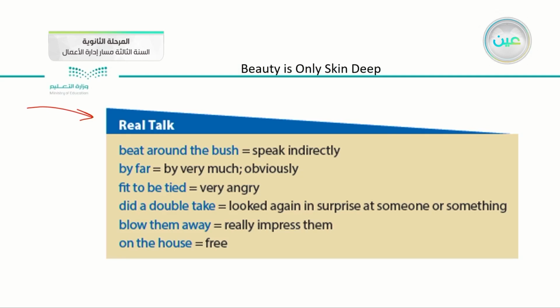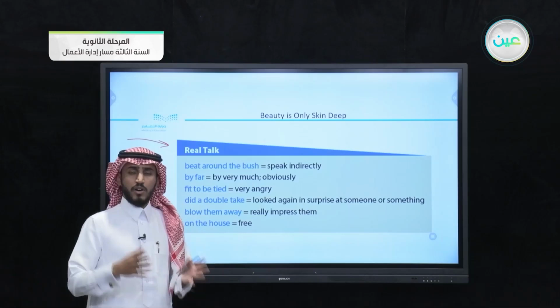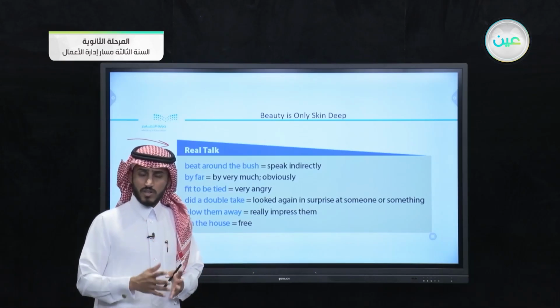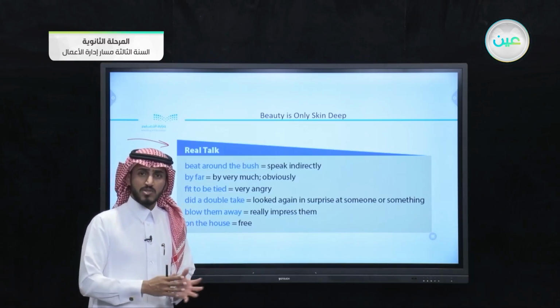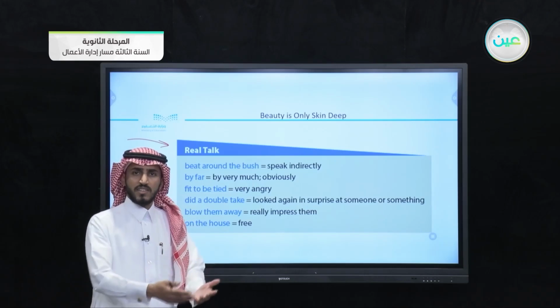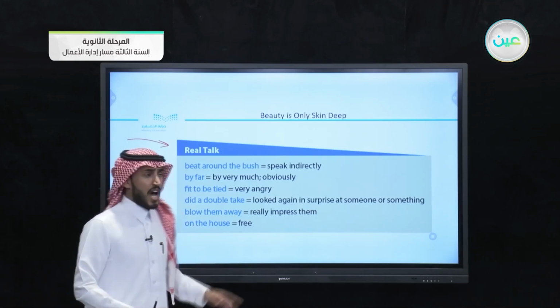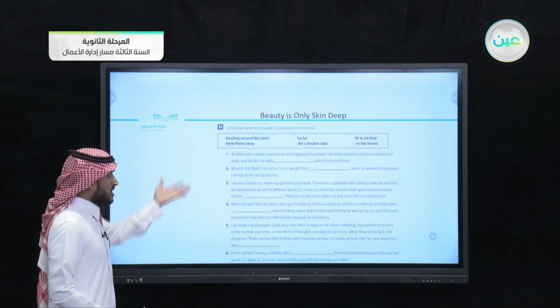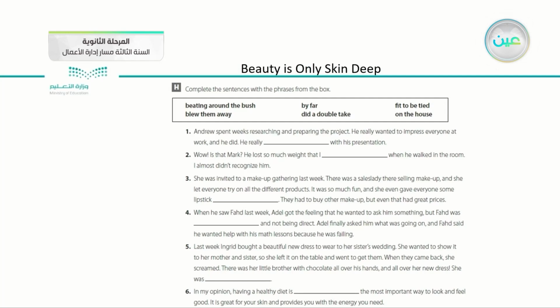Number 6, the last one, on the house, it means free. So once the owner of a place or of a store says it's on the house, it means you can take it for free. Now we will go to this exercise on page 23 in your workbook.